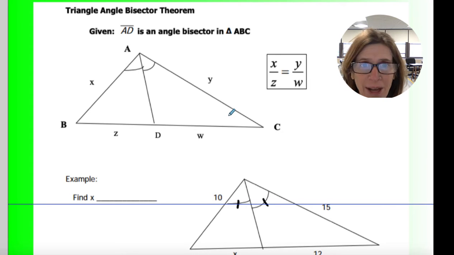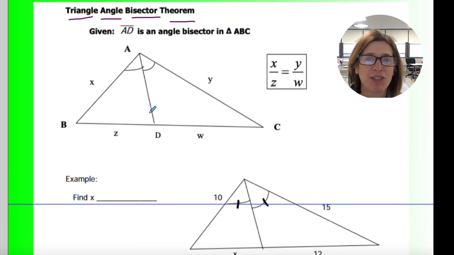Oh my God, what a mouthful. All right, so the triangle angle bisector theorem. The triangle angle bisector theorem is another proportional relationship that happens in triangles, okay?